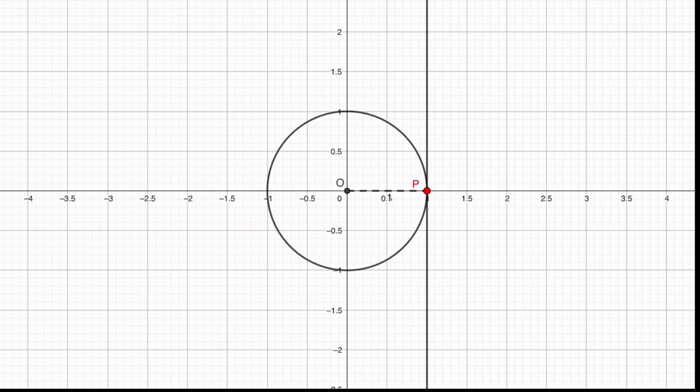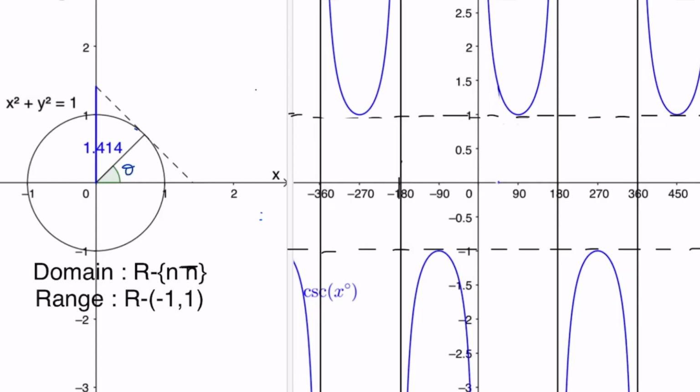Now, we will see the graph of cosecant theta function. Look at the black vertical lines. At all those integral multiples of pi, cosecant function is not defined, and it does not take values between negative 1 to 1.